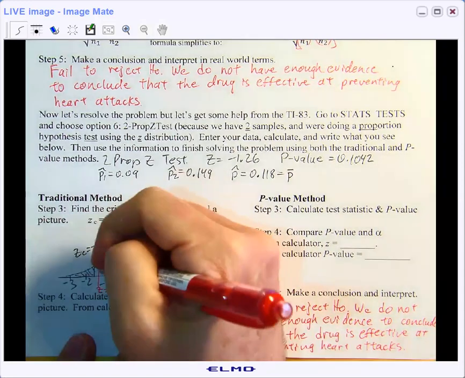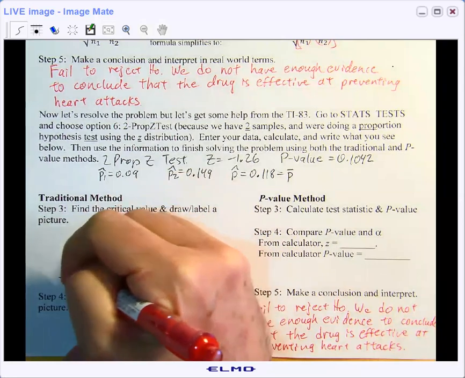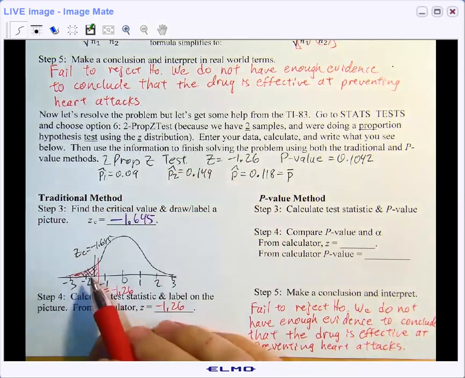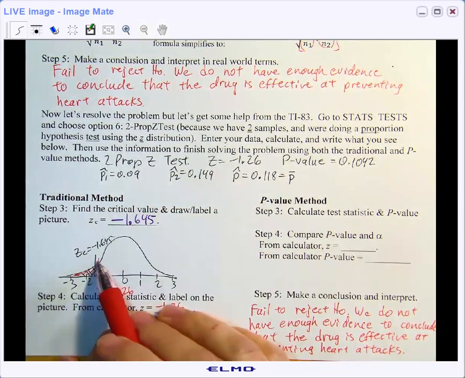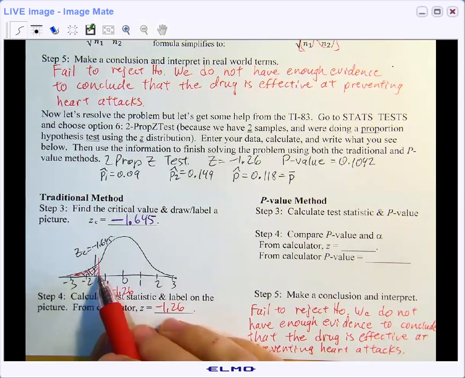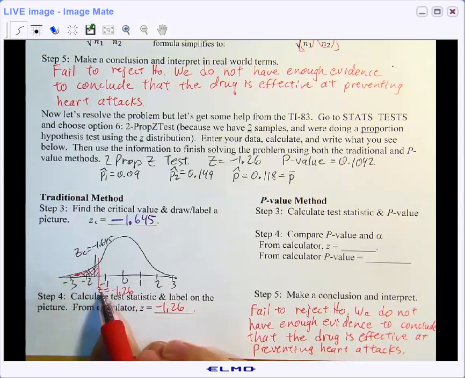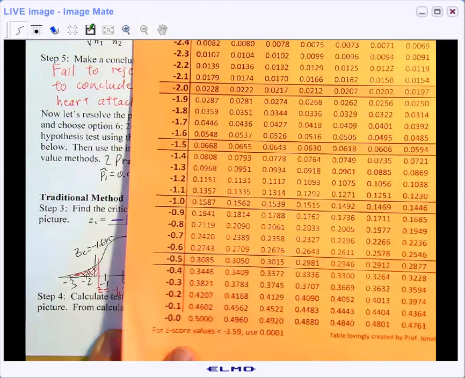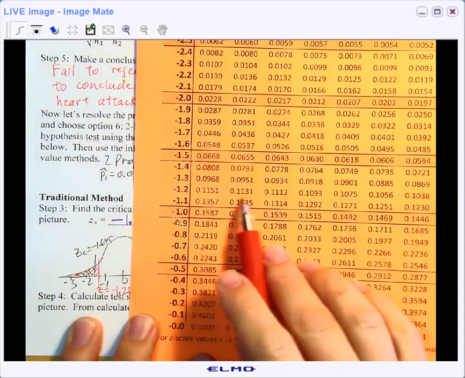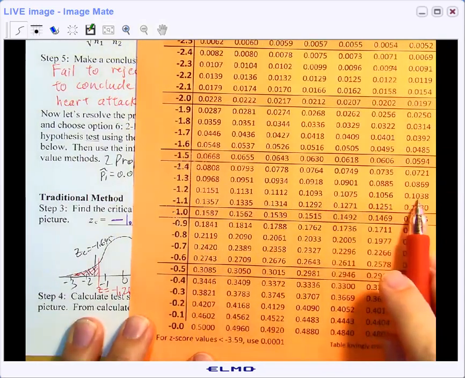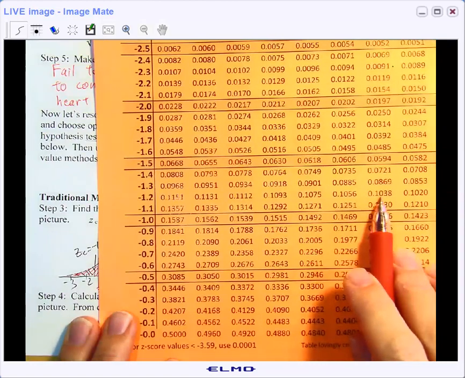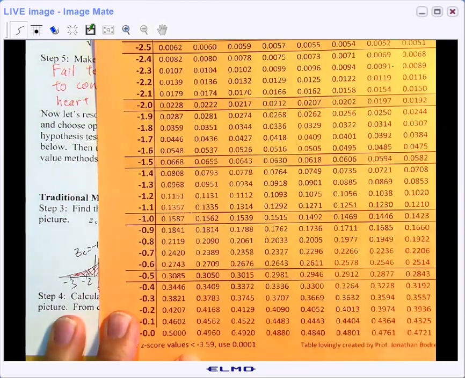Now remember that the p-value is the probability of getting that extreme of a result just by random chance. So what's the chance that we would get this extreme of result? Well, on this left-tailed test, it would be the area outside of the test statistic, in this case to the left of the test statistic of negative 1.26. And if we look at negative 1.26, the area to the left of that is 0.1038.